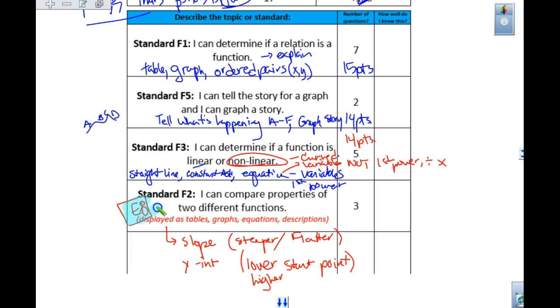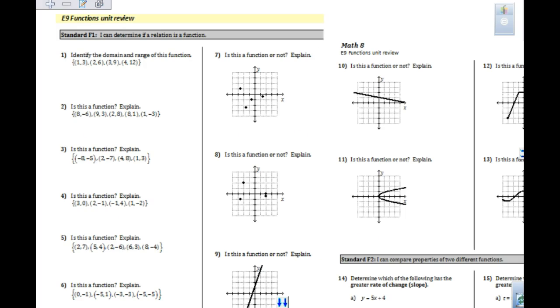said you have to have E8 done to take the test. So on that last standard, those 3 questions are 17 points. So 3 questions, these are 17 points. E9, the first part, determine if it's a function or not.